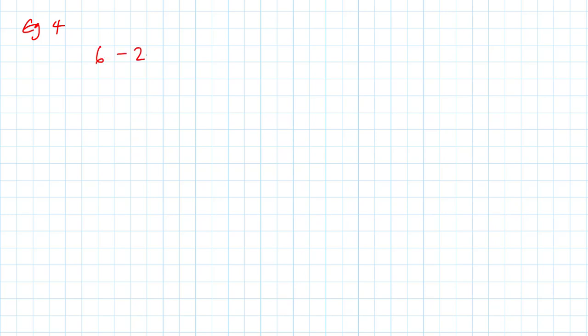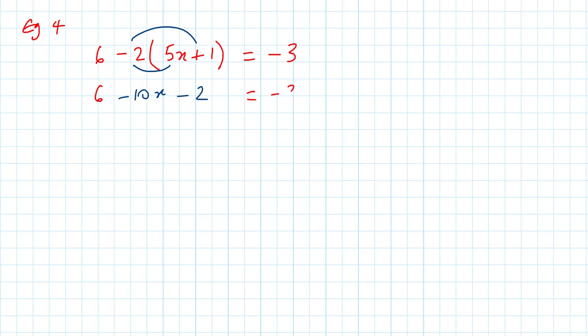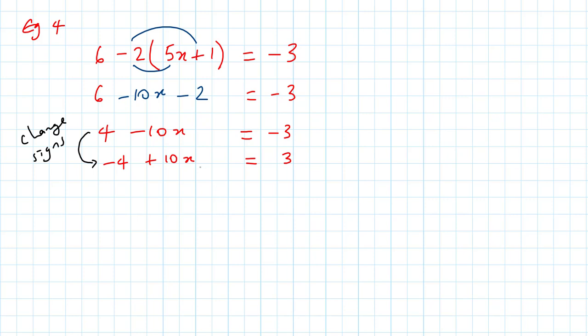Now, I guess this is the hardest type of question you'd come across with just one bracket in it, because this time when we expand a bracket, we're actually going to multiply everything in the bracket by negative 2. So we're going to do negative 2 lots of 5x is negative 10x, and negative 2 lots of 1 is negative 2. We simplify it as before, and then we solve it the same way. So again, showing all our working, adding 4 to both sides, dividing by 10, and we'll get the final answer.